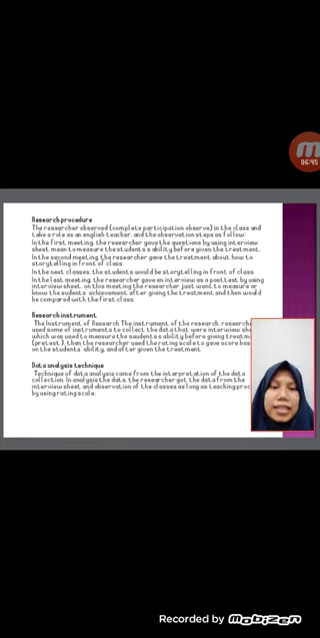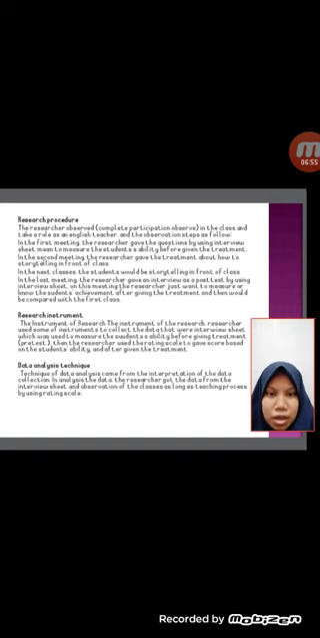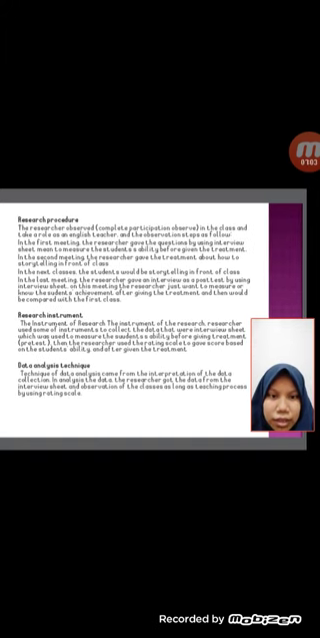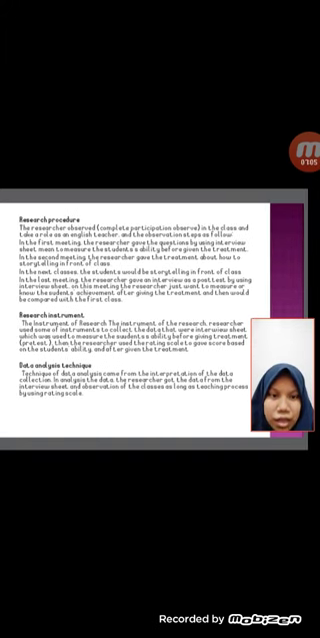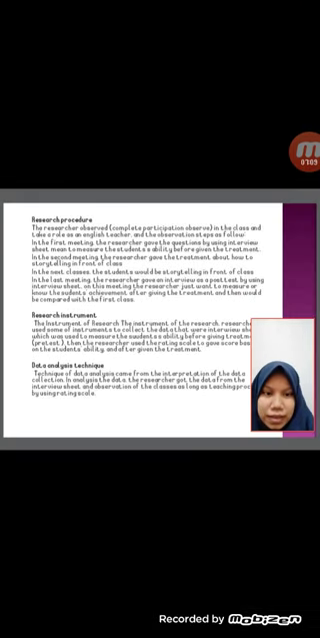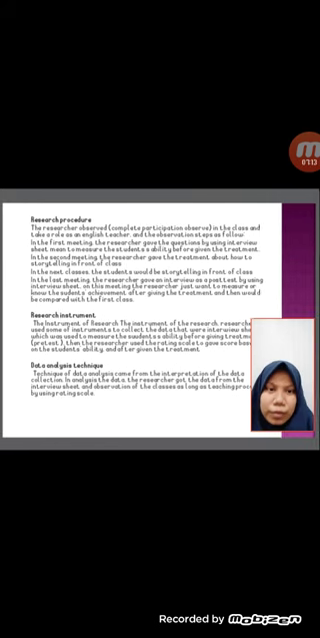And then in the data analysis technique, which comes from the interpretation of the data collection. In analyzing the data, the researcher took the data from the interview sheet and observation of the class during the teaching process by using a rating scale.